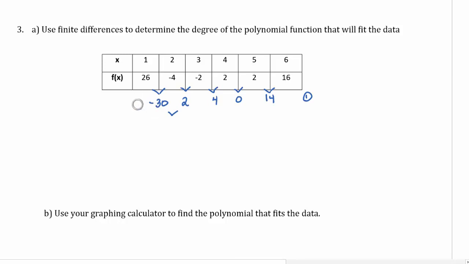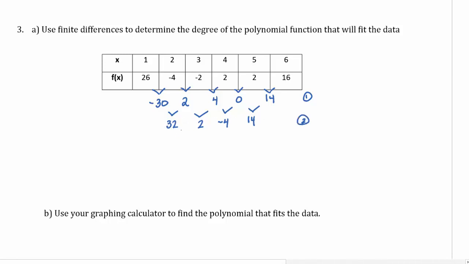Okay, so to go from -30 to 2, I'd have to add 32, right? Because -30 plus 32 is 2. To go from 2 to 4, I would add 2. To go from 4 to 0, I'd have to subtract 4. Anytime you're decreasing in value, you have to subtract, right? Because 4 minus 4 is 0. And then from 0 to 14, I'd have to add 14. That's my second row, but they're not the same yet, so I need to keep going.